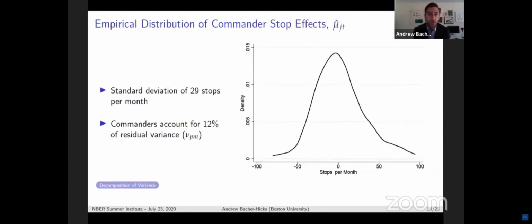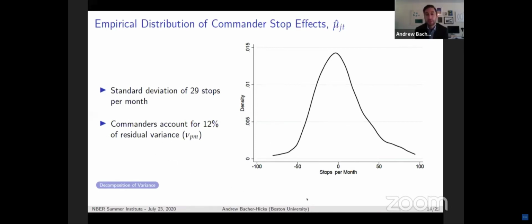Here's this distribution, the empirical distribution of the commander effects. So the standard deviation is 29 stops per month. To compare this to teacher value added, I think it's interesting. It sort of depends what grade and subject you're looking at, but I would say that this is roughly double the amount of variance that's accounted for in residual test scores by teachers. So 12% of the residual variance in stops is accounted for by commanders.